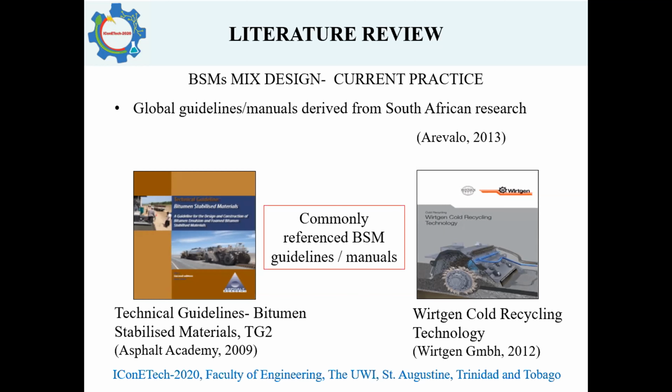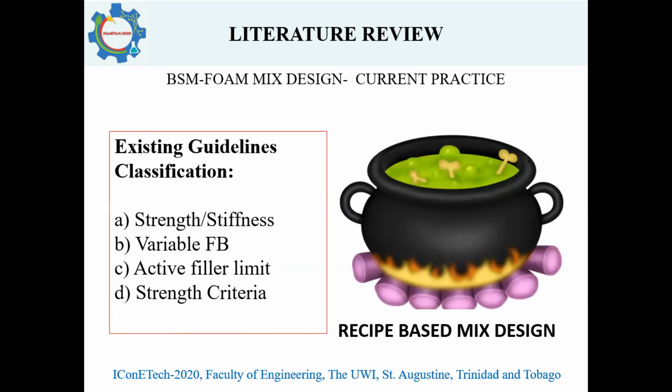These include the technical guidelines for the design and construction of bitumen stabilized materials by the Asphalt Academy of South Africa, as well as the Wirtgen Cold Recycling Technology Manual produced by stabilizing specialist equipment manufacturer, the Wirtgen Group. Notably, both these guidelines and manuals include materials classification criteria, which emphasize strength and stiffness properties.